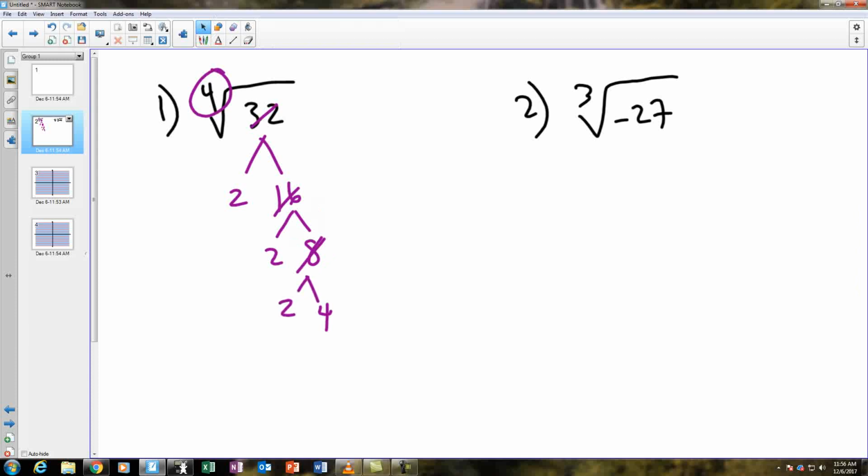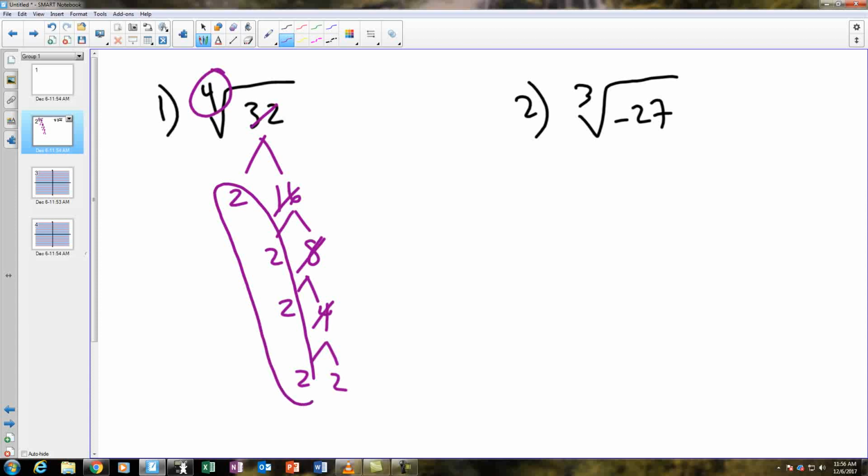8's gone. How many 2's do I have? It looks like I've got 3 of them so far. So I need to go at least one more. And now I have 5 2's, but it only needs 4 to get out. And so I'm going to circle a group of 4 of the same thing. That gets to come out and become a regular 2.